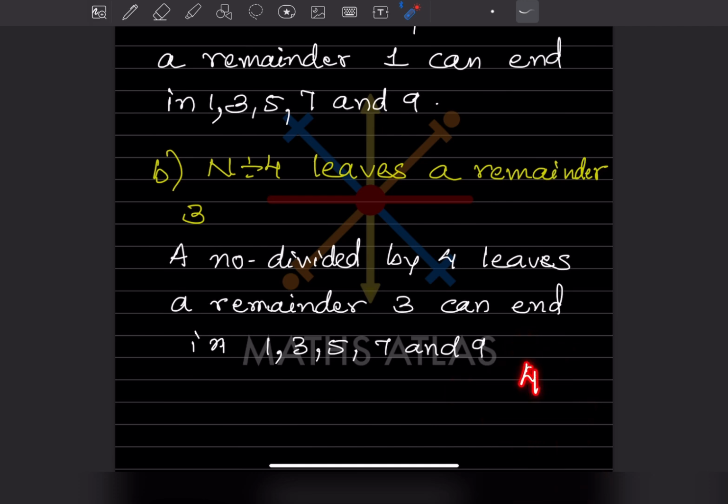If we take here 43, that will be 4 tens are 40, and here 3 means this is going to be 43. So the remainder is 3. So the ending is 3, and so on. You can just check with this number as well, if you take the ending as 5, 7 and 9.